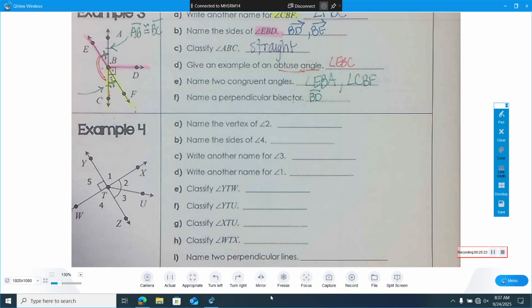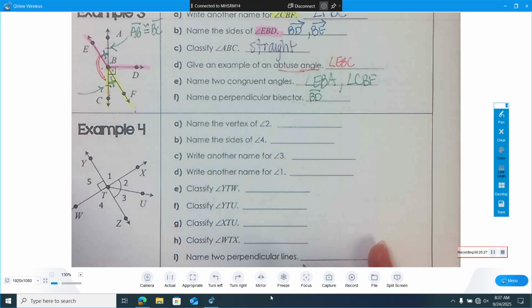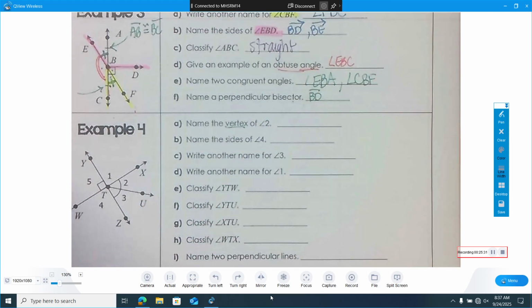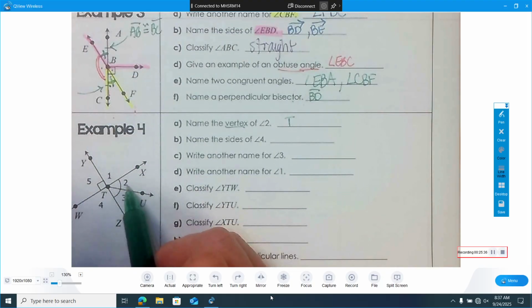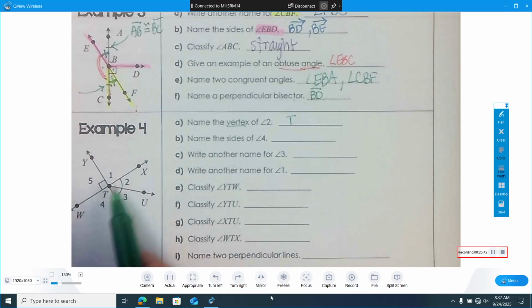All right, last thing. Name the vertex of angle 2. T. A vertex is a single letter. You'll notice we have angles marked with numbers. We do that on occasion. So we have angle 1, angle 2, angle 3, angle 4, angle 5. That's just an easy, quick way to recognize angles. So we can also number them, and they're marked on their interiors.